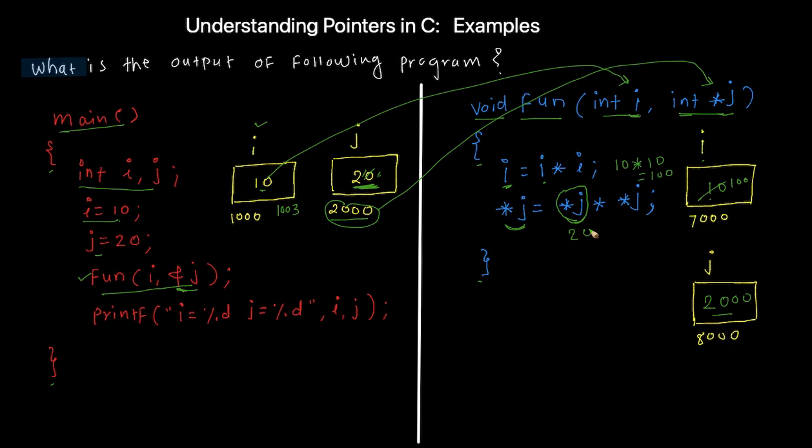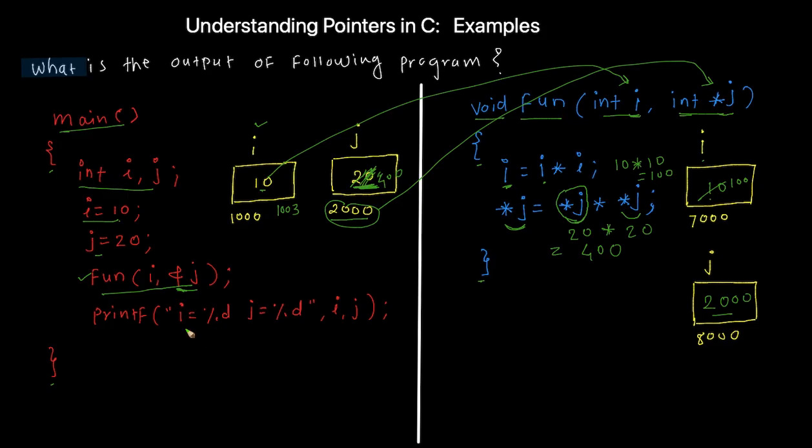So this will give us 20 into, again this will give us the same value, value at address which is in j, that is 20. So 20 into 20 is equal to 400, right? So 400 will be assigned to value at address which is in j, that is, j is holding this address. So value at this address will be now 400, right? And with this bracket we close this function, and the control comes back to main, and we'll print this.